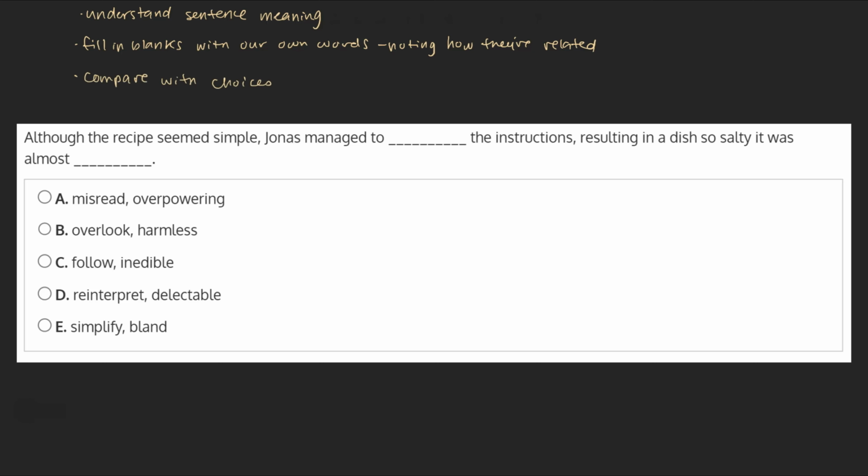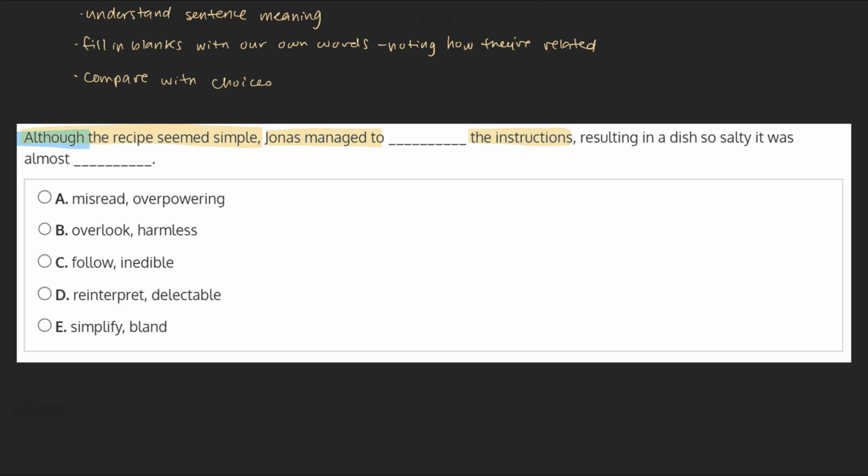Because each option gives us a pair of words, both words in the pair must fit our sentence. If one word doesn't fit, we can mark that entire choice off. With this in mind, let's take a closer look at our sentence. We see that although the recipe seemed simple, Jonas still managed to do something to the instructions.